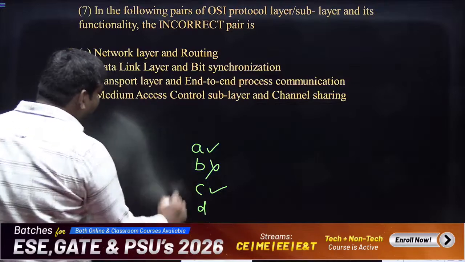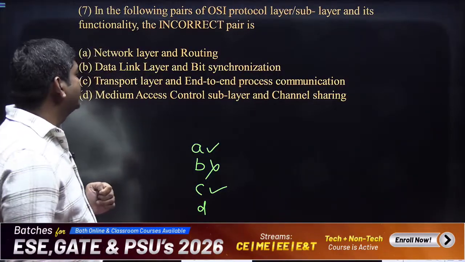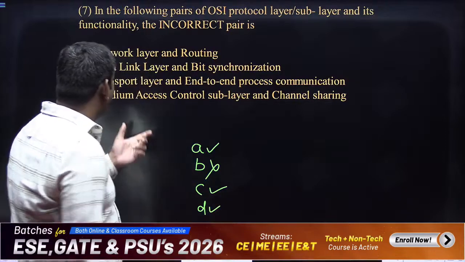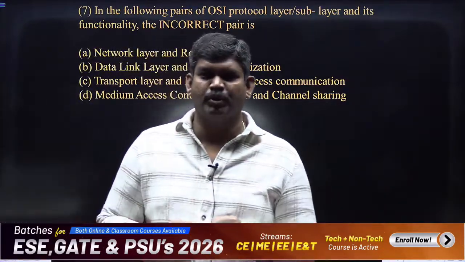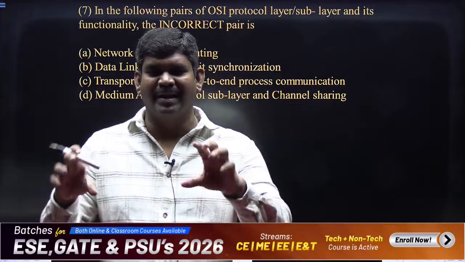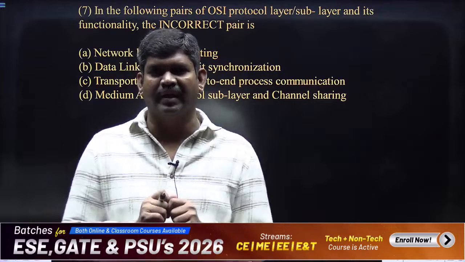So option D, medium access control sublayer and channel sharing. Yeah, this is also correct. So what is the basic idea of this medium access layer? See, normally if you go for a bus topology where many systems are connected in that data link layer or this cable, they want to share that particular cable.